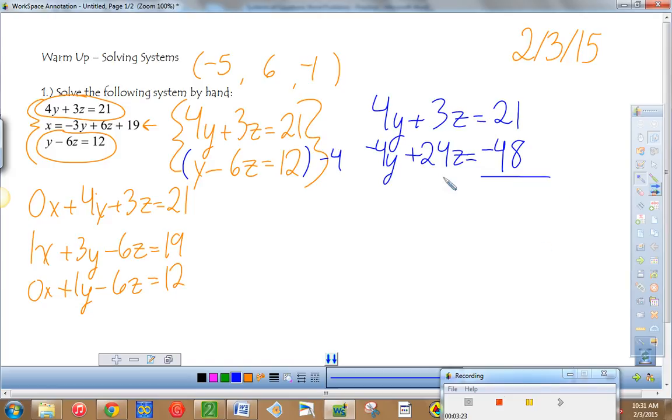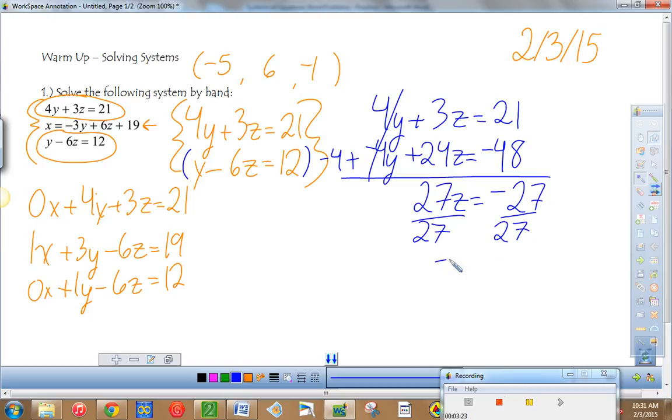Okay. And then add them up. So what do I get? 27z equals -27. How convenient. Because what is z supposed to equal? Is that going to make it -1? That way you know you did it right. You see what I'm saying? How nice is it? Isn't that nice? It's what they pay me the not so big bucks for, guys.